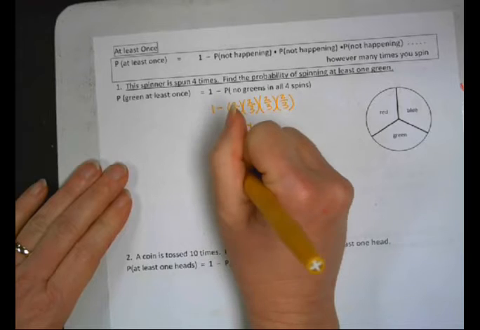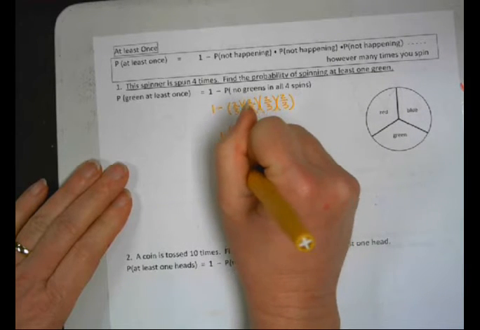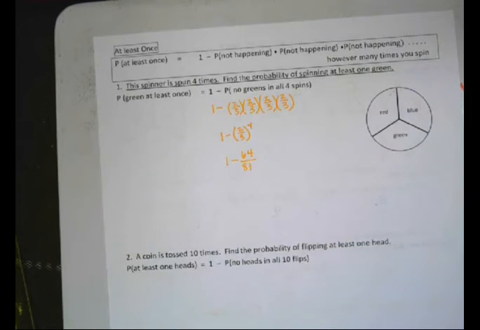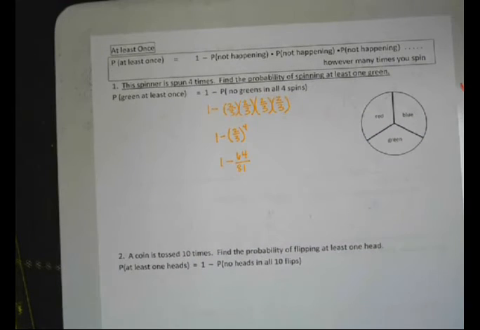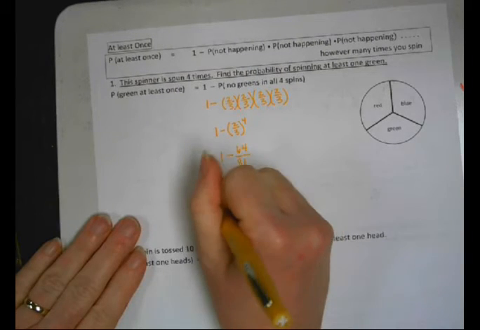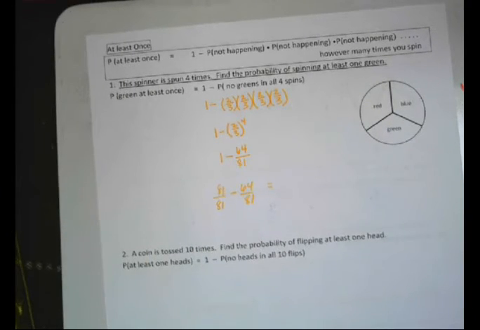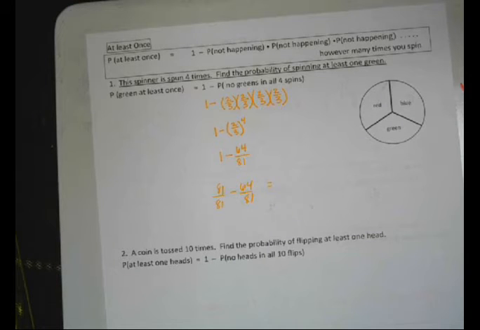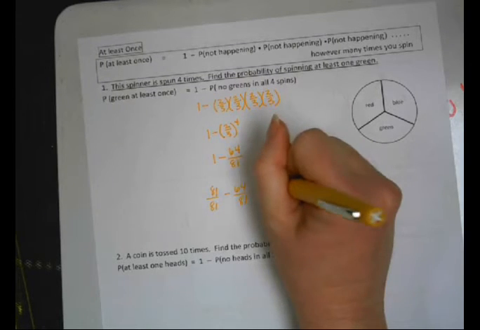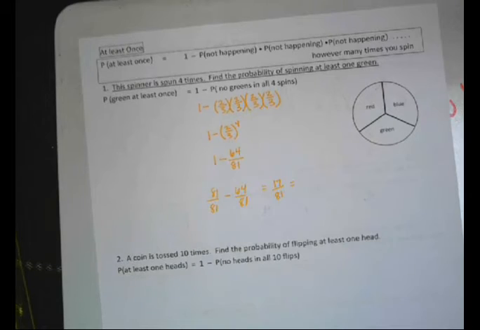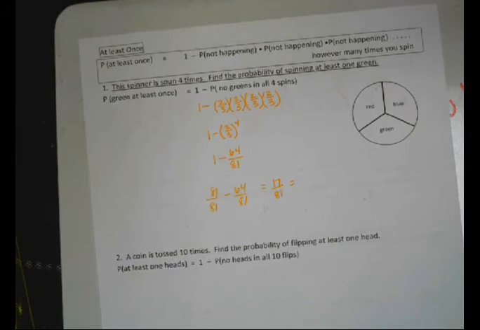So that would be 1 minus 64 over 81, because 2 to the fourth is 64 and 3 to the fourth is 81. I don't have my calculator sitting right here, but that would be 81 over 81 minus 64 over 81. So 17 over 81. Is that right? Which is something as a decimal. I don't know. If I find my calculator, I'll tell you. 0.209.